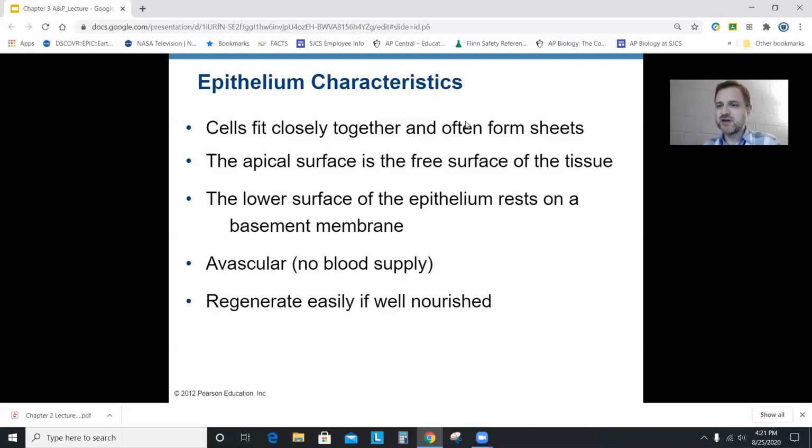Vascular refers to transport. And in your body, vascular tissues refer to like your cardiovascular system, your blood vessels. Avascular means you don't have blood vessels. So epithelial tissues are generally avascular. They don't have a blood supply. If you shave in the morning, you don't automatically bleed. You can shave the outer surface of your skin without bleeding. If you bleed, you're actually cutting deeper into the skin. They also regenerate pretty easily as long as the tissues are healthy and well nourished.